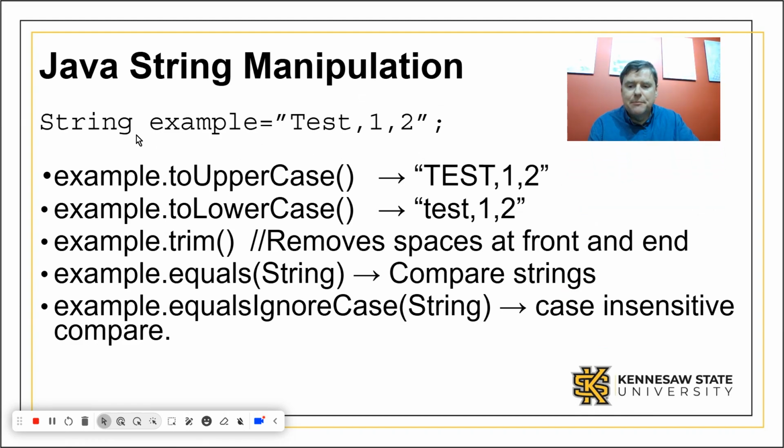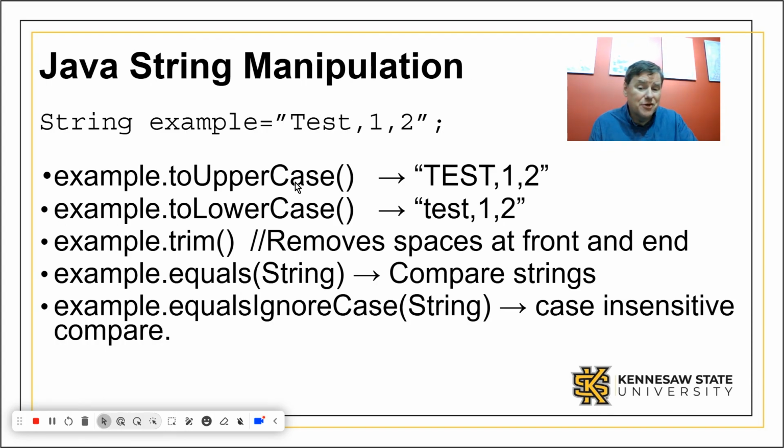Here's another example. String example equals "Test,1,2". We can do a bunch of stuff with that. There's a bunch of methods that String automatically gives us. One of them is toUpperCase, and that will give us back capital T-E-S-T, comma 1, 2. Obviously the commas, the 1s, and the 2s don't change, but all the letters will go from lowercase to uppercase. Likewise, there's toLowerCase, which will give you t-e-s-t. Notice that the T was lowercased. In that case, everything is lower. Another useful one is called trim.